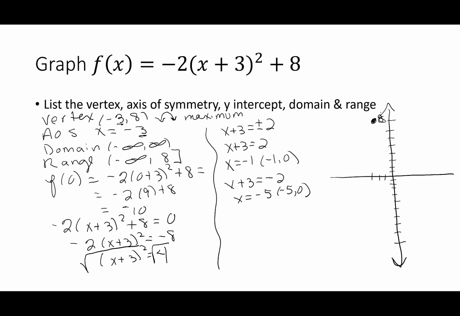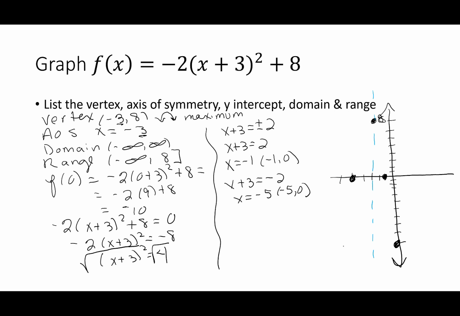There's my vertex. Let's put in the x-intercepts. I have one at negative 1, and I have one at negative 5. I'm going to draw that axis of symmetry in so I can show you 2 on the right, 2 on the left is equal. Our other point that we want to put in is our y-intercept, and remember that was way down here at negative 10. I'm 1, 2, 3 over, so 1, 2, 3 over.